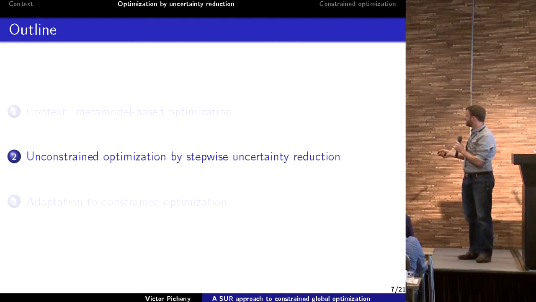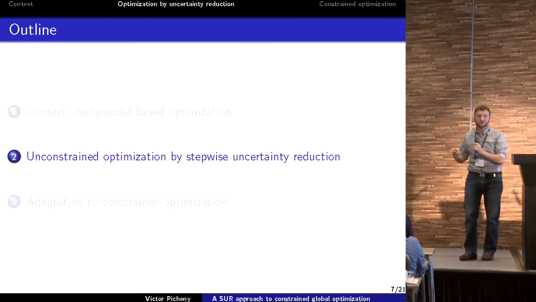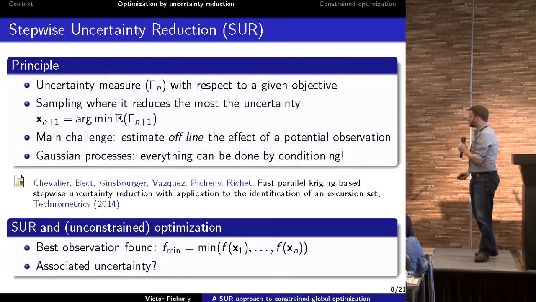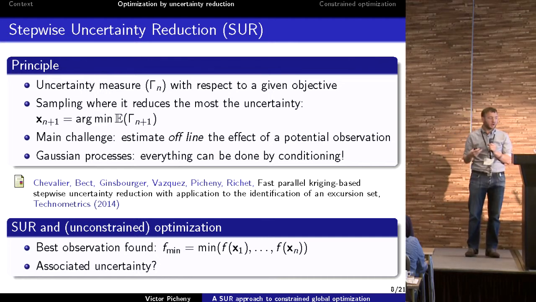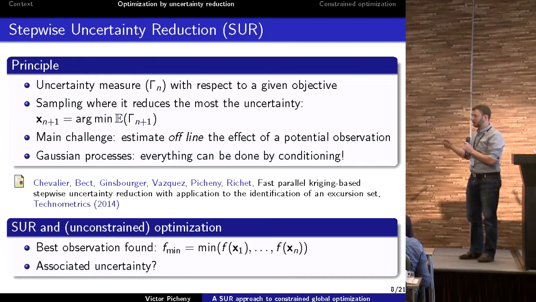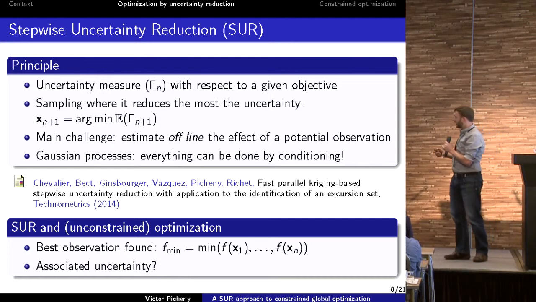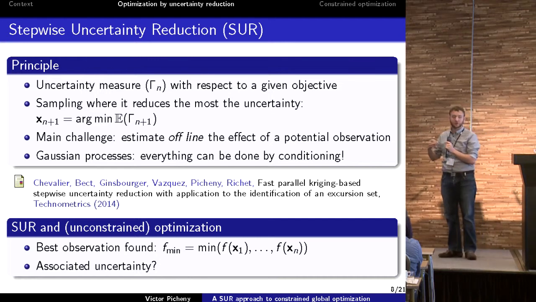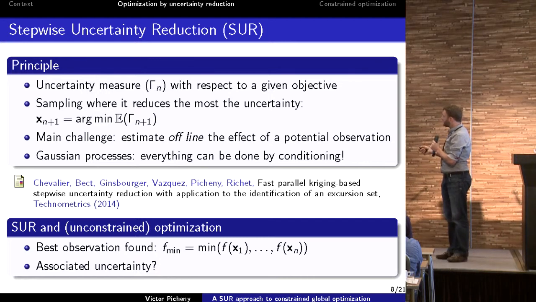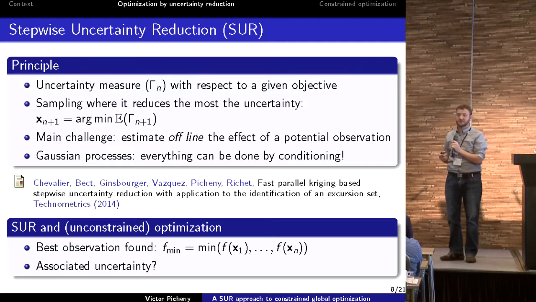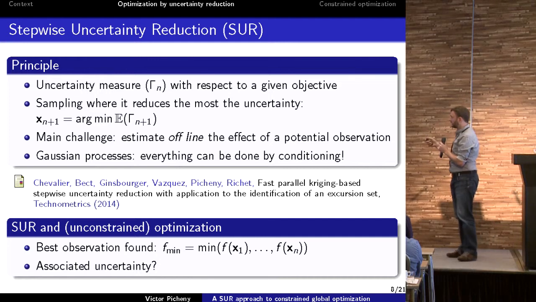So how to do optimization by stepwise uncertainty reduction? I will first consider the unconstrained case. The principle of stepwise uncertainty reduction is that it doesn't need to be optimization. You have an objective. It could be just learning, average learning over a design region. And you have an uncertainty measure associated to your objective. It could be the average variance of your Gaussian process model over your design region. And stepwise uncertainty reduction means that given your uncertainty measure, you're going to sample toward an observation where in expectation you best minimize your uncertainty. So that's the whole idea.